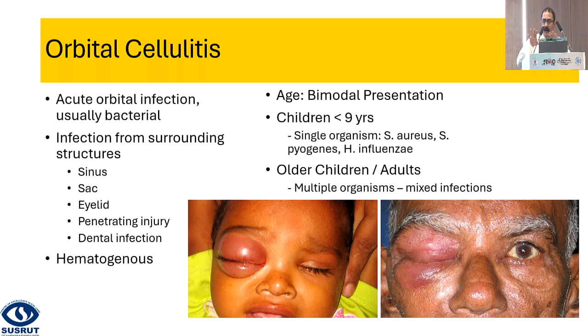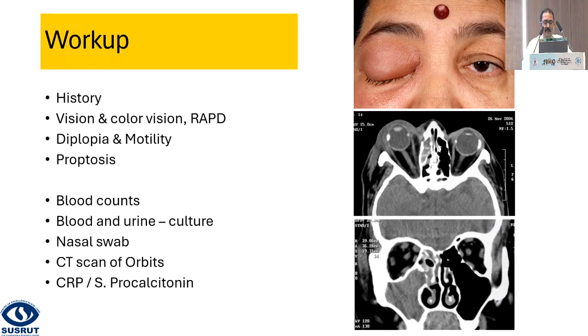The other thing is that the infections are more common in young children and then again in the elderly. And there is a difference in the microbiology spectrum as well. So children less than 9 years usually have a single organism infection, while older children and adults can have a mixed infection. Okay, how do you work these patients up?